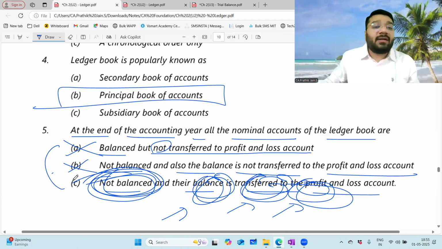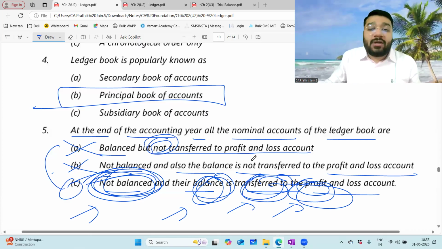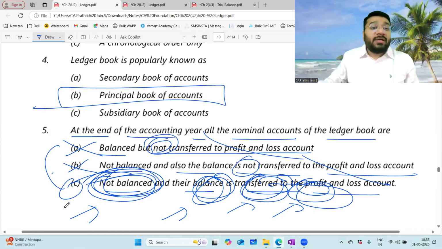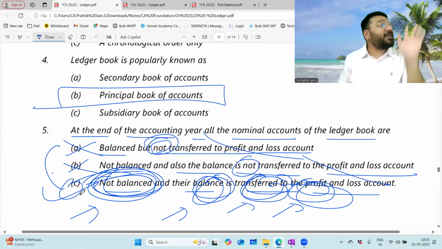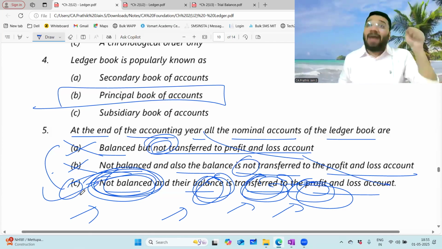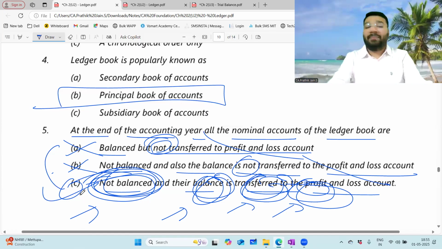But out of the three answers, this looks a little bit sensible. Why? Because A and B said not to transfer to P&L. So by that virtue, C got selected. Or else I would have rejected C also, because the right answer is balancing, and the balance should be transferred to P&L.